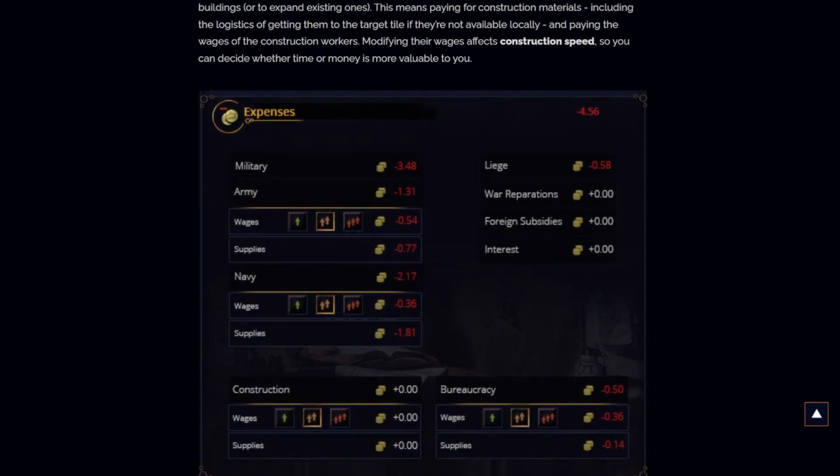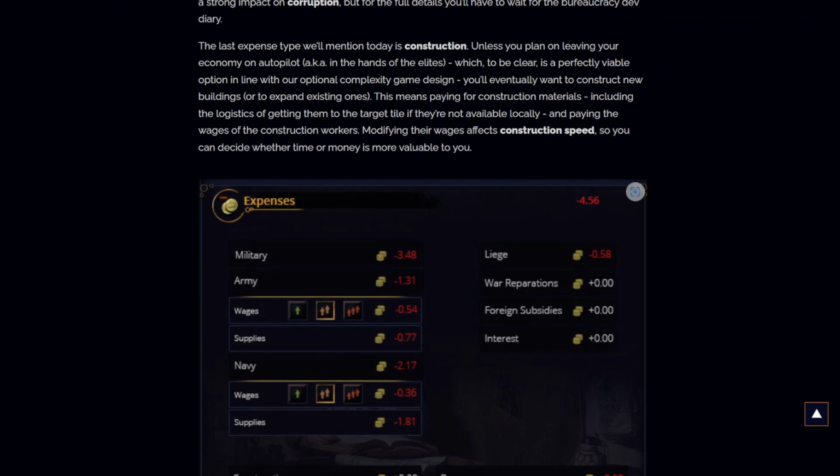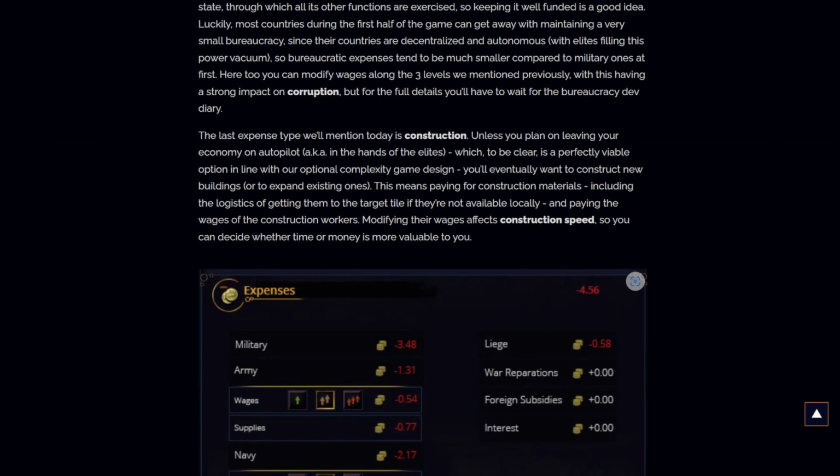But maybe that's just me. The other ones make sense, but having construction like this, I'm not sure about. But like I said, we'll see. It might work out quite well.